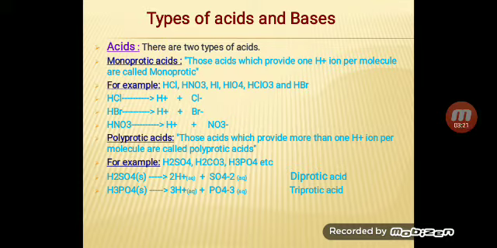For example, hydrochloric acid, nitric acid, hydroiodic acid, hydrobromic acid, etc. are examples of monoprotic acids because these contain only one hydrogen ion per molecule. Now, polyprotic acids: those acids which provide more than one hydrogen ion per molecule are called polyprotic acids. For example, H2SO4, H2CO3, H3PO4. H2SO4 and H2CO3 are also known as diprotic acids, while H3PO4 is known as a triprotic acid because it contains 3 hydrogen ions per molecule.